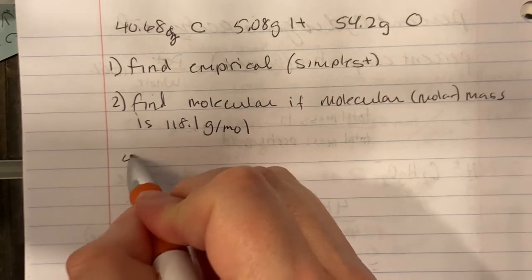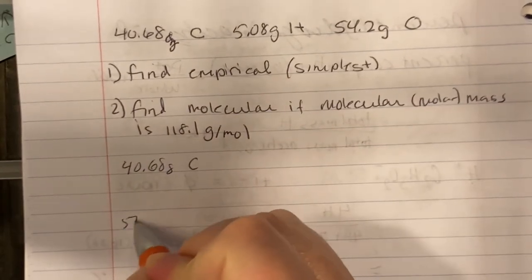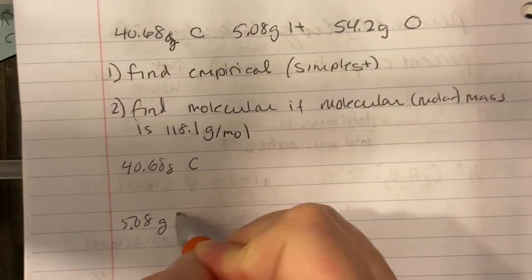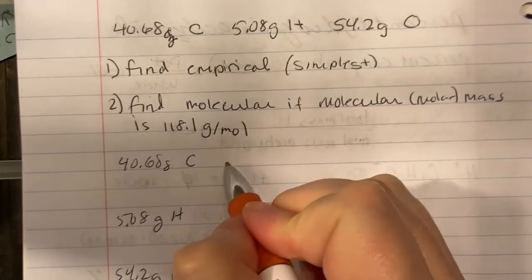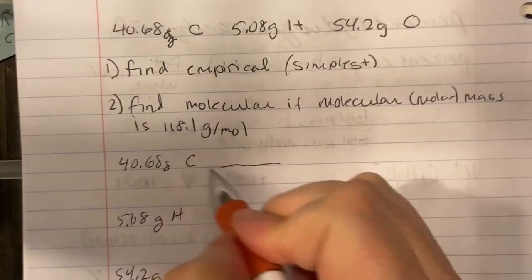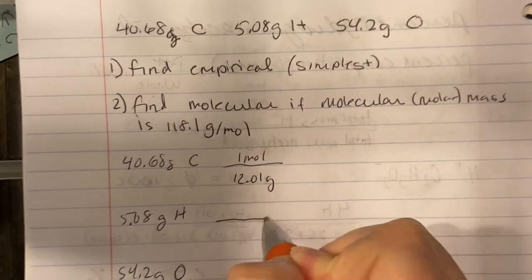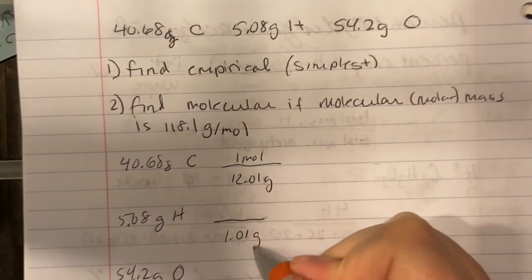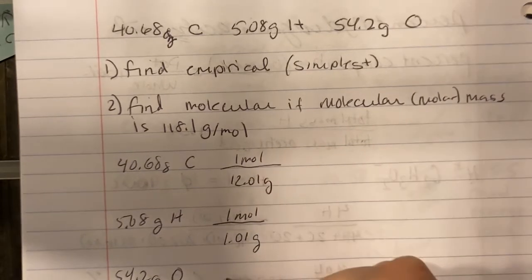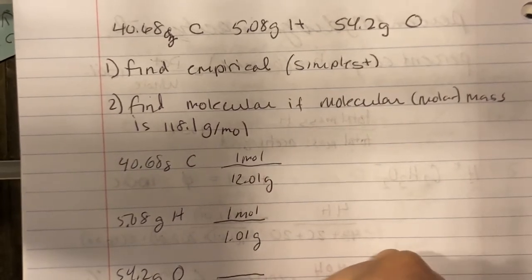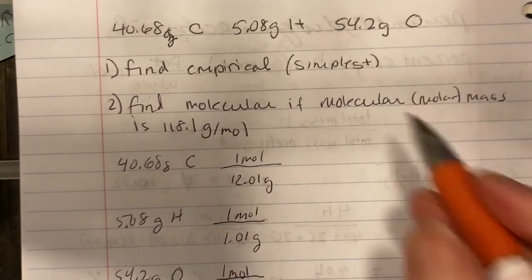first. Same process: 40.68 grams carbon, 5.08 grams hydrogen, 54.2 grams oxygen. We convert it to moles. So there are 12.01 grams of carbon in 1 mole. You get that right off the periodic table. 1.01 grams of hydrogen in 1 mole of hydrogen, and 16.00 grams of oxygen in 1 mole of oxygen.